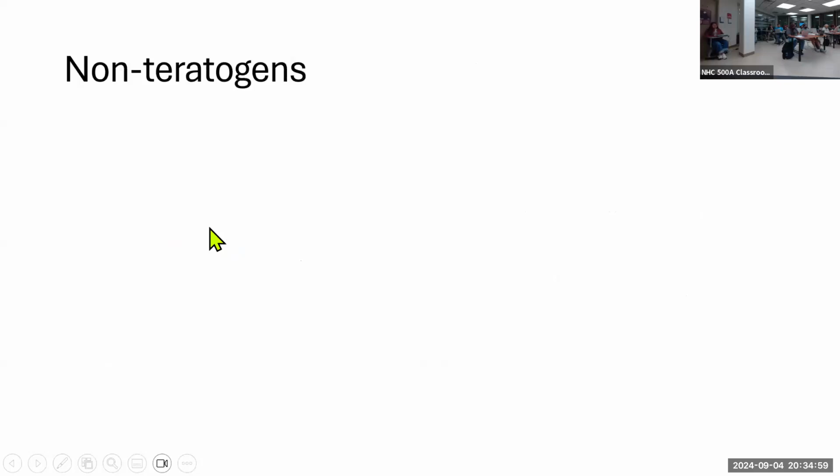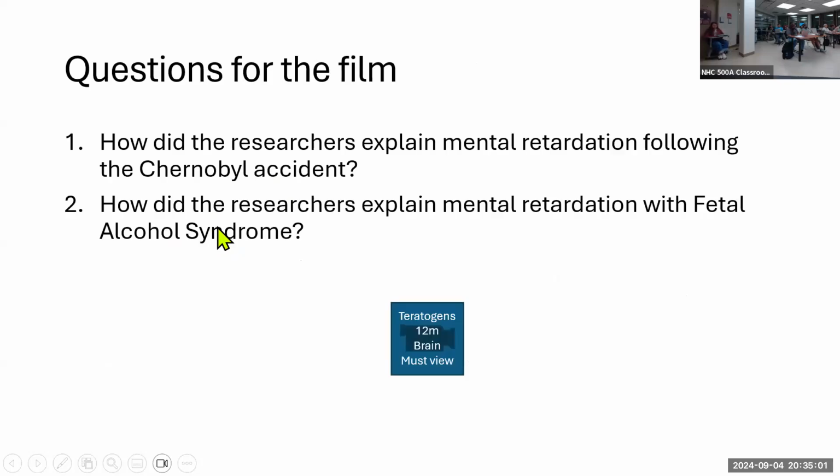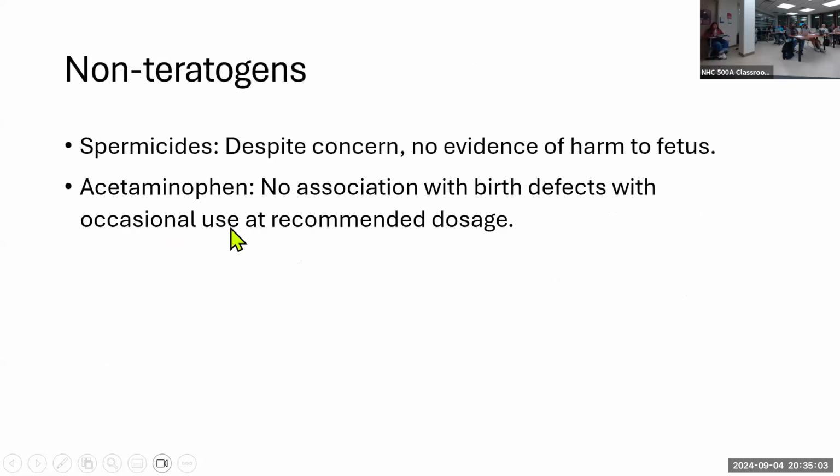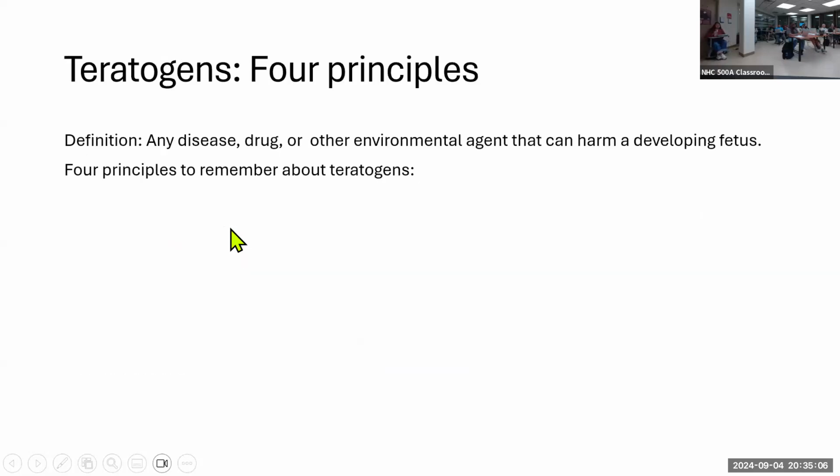Okay, this is a little video I was going to show you about radiation in the Chernobyl nuclear accident. It shows what happens in the brain, some things not to worry about, and the four principles we think about.